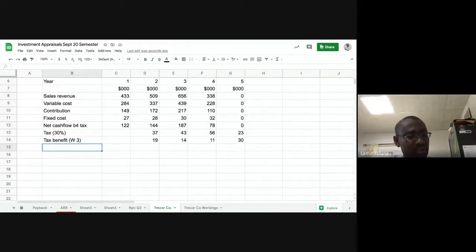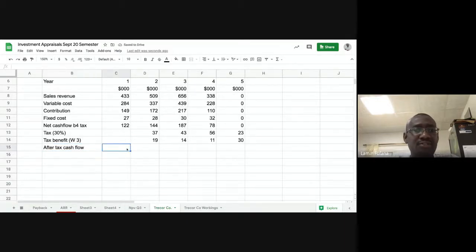So now can we do our after-tax cash flow? So let's do our after-tax cash flow. Okay, our after-tax cash flow. So how are we going to calculate that? Can someone give me the formula, please?